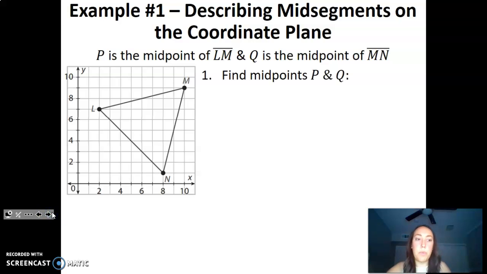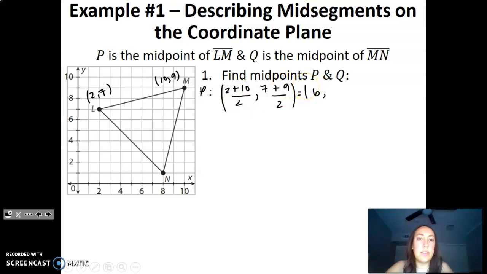So we did this back in Module 1, finding midpoints. P is the midpoint of LM. L is at 2, 7, and M is at 10, 9. So remember, to find a midpoint, we add our x's together, so 2 plus 10 divided by 2, and we add our y's together, 7 plus 9 divided by 2. So that gives us 12 over 2, which is 6, and then 16 over 2, which is 8. So this midpoint should be at 6, 8, which looks correct. So that's point P.